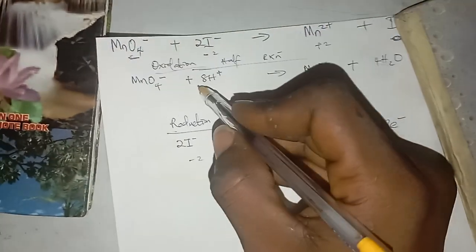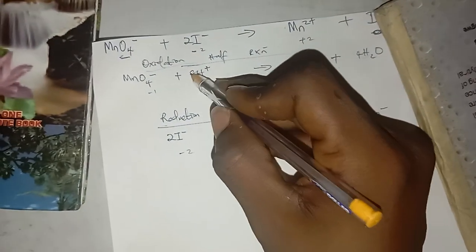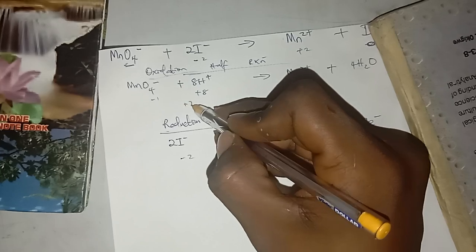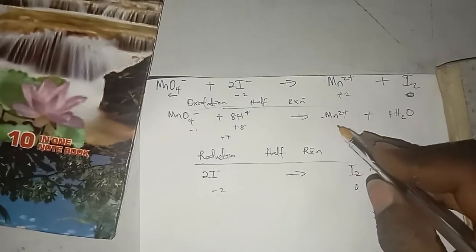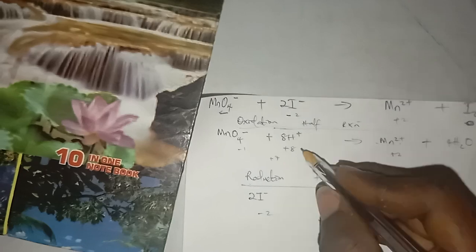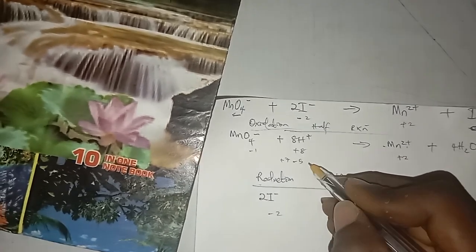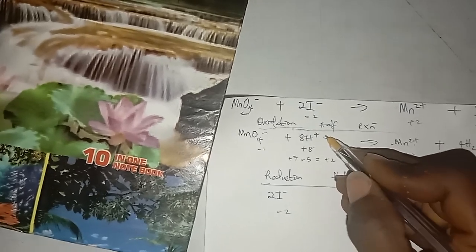Now notice, to balance the charges here, this is minus 1. This is plus, times 8, plus 8. So 8 minus 1 is plus 7. This side is plus 2. Notice that this side has lesser charge, so to balance charge, we add electrons. How do we do that? We know that 7 minus 5 is going to be equal to plus 2. An electron is minus, so we add 5 electrons here.